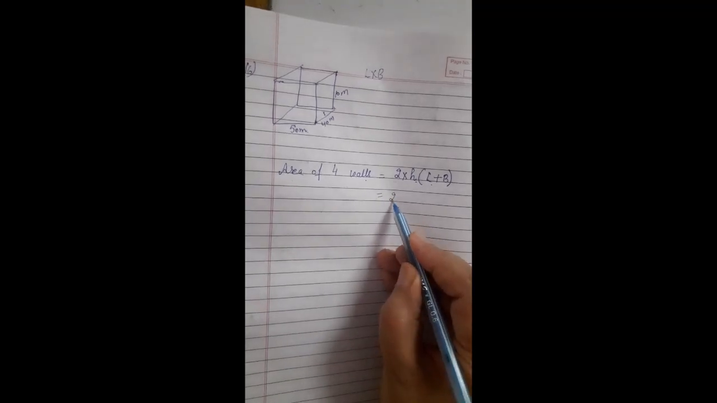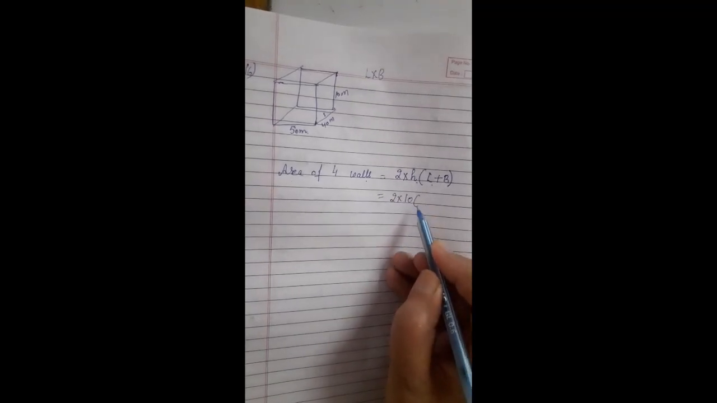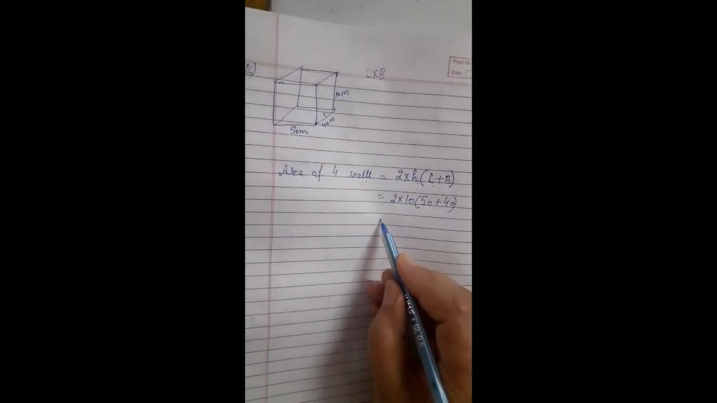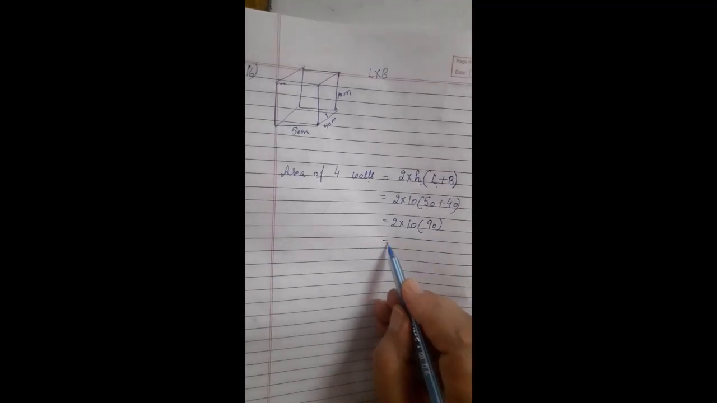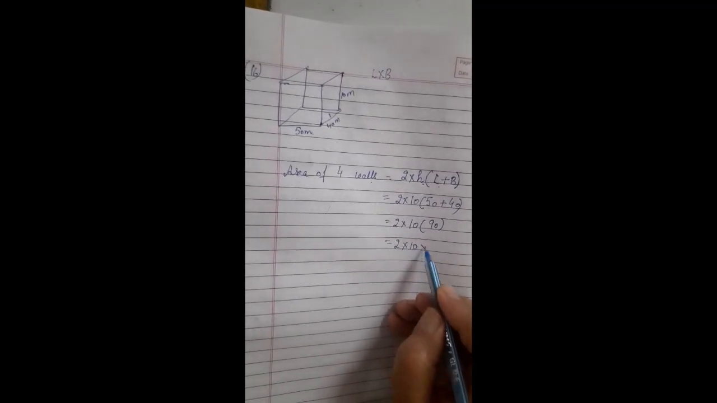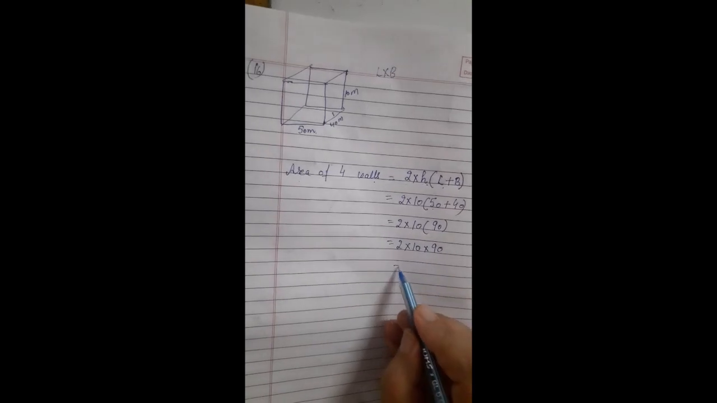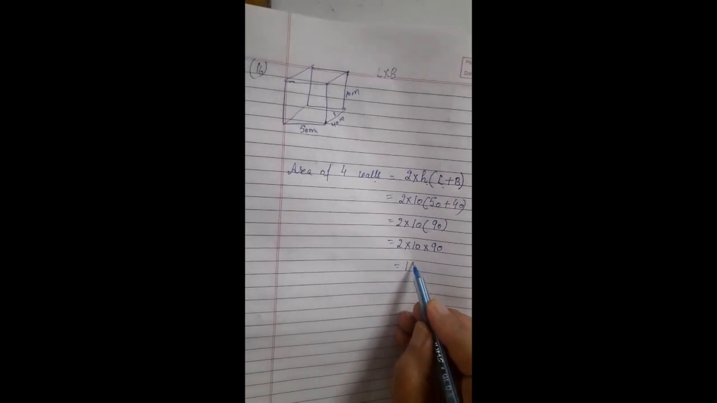So 2 into height into length plus breadth. Now look at this, height is given how much? 10. Length is given how much? 50, and the breadth is 40. So first of all you can add the length and breadth. What is that? 50 plus 40 is 90. So what it means is 2 into 10 into 90. So this comes 9 ones are 9, 9 twos are 18. 1800 meters square is the area of 4 walls.